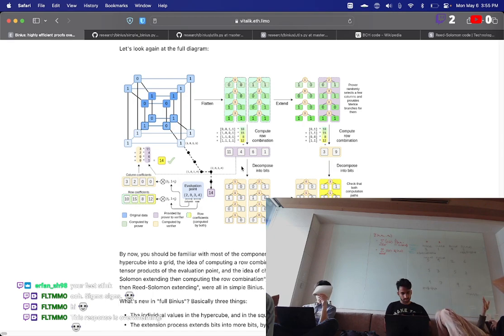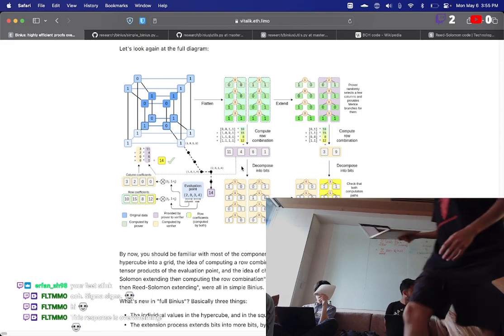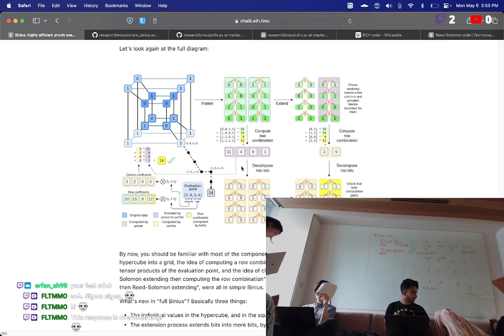In the rest of the post. Well, he can't because it's a different setup. Like the evaluations at each of the points are binary now. Right. We're in F2 now.